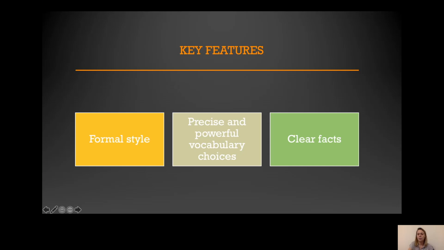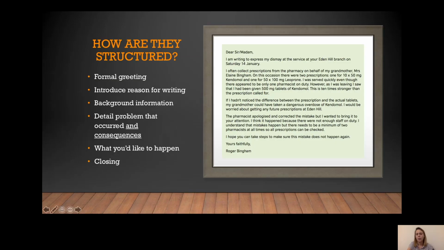And finally, it's really important to include clear facts. You can see here in this example, the gentleman, Roger, who's written this hasn't just said, I received too many of the tablets or too much of the tablets. He's been really clear about him receiving doses that were 10 times stronger. So he's been really precise.